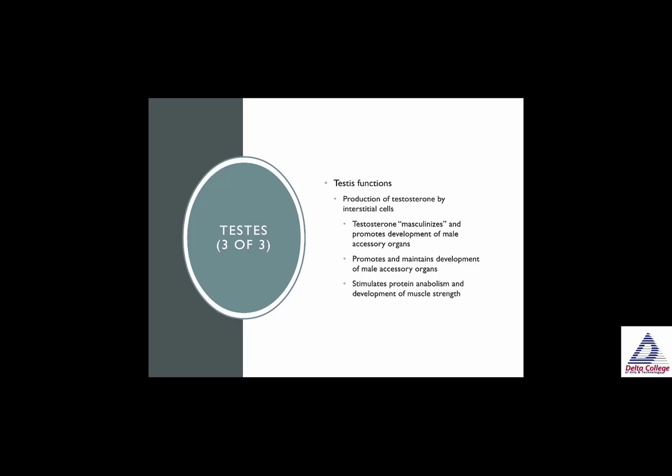It also functions by the production of testosterone by the interstitial cells. Testosterone is the masculinizing hormone, and it promotes the development of male accessory organs. It also promotes and maintains development of the male accessory organs, and it stimulates protein anabolism and development of muscle strength.